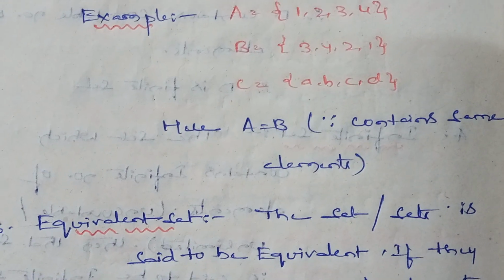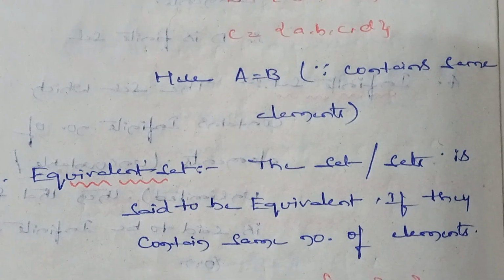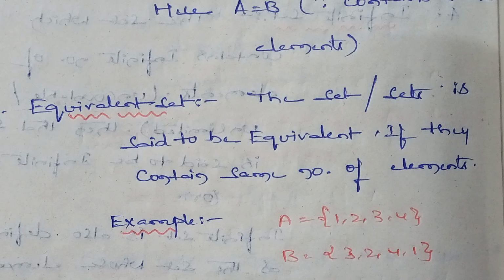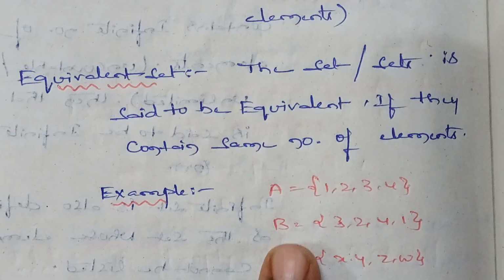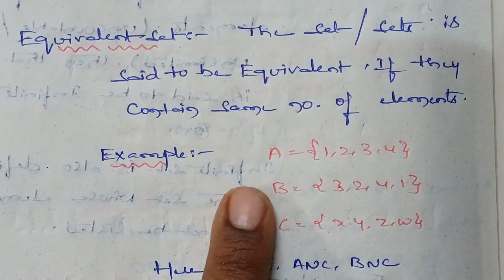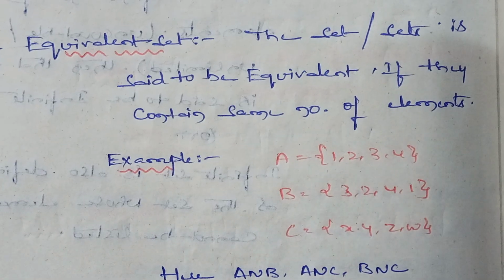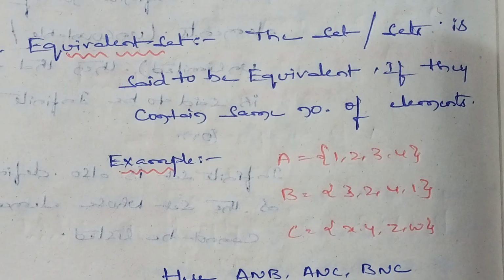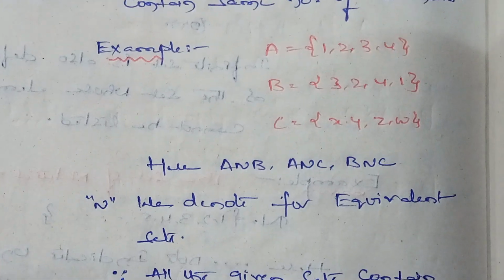Contains the same elements. Equivalent: a set or sets are said to be equivalent if they contain the same number of elements. Same number means the number of elements should be the same, irrespective of whatever data you have inside. A = {1, 2, 3, 4}, B = {3, 2, 4, 1}, C = {x, y, z, w}. In set A we have 4 elements, 1, 2, 3, 4. In set C we have 4 elements, x, y, z, w. Therefore both are the same, right? Same number, 4. Therefore A and C are equivalent, students. B and C are also equivalent. And one more thing: every equal set is always equivalent, but every equivalent set need not be an equal set. Please keep this point in your mind.